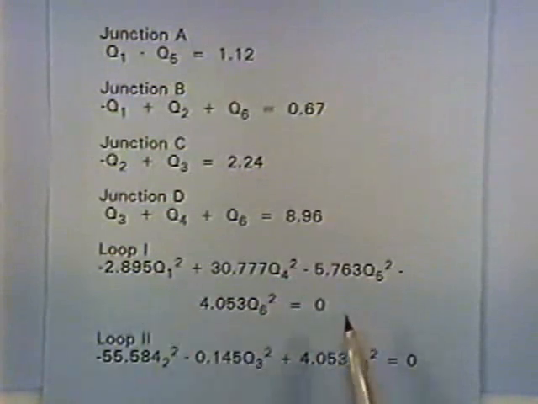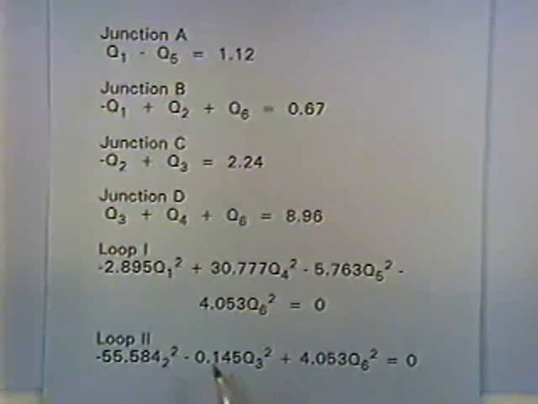The K is 4.053 Q6 squared, which gives me the head loss. And so that's summing the head losses in that loop, and then I sum the head losses in the other loop, and that gives me 6 equations with 6 unknowns. I could write more equations, but they would be redundant. And so all I've got to do is solve those 6 equations for those 6 unknowns. If I had 500 pipes, I would have 500 equations and 500 unknowns.